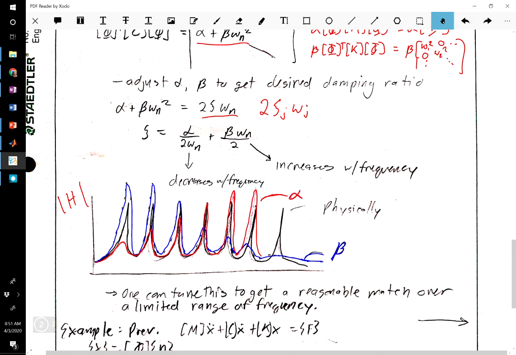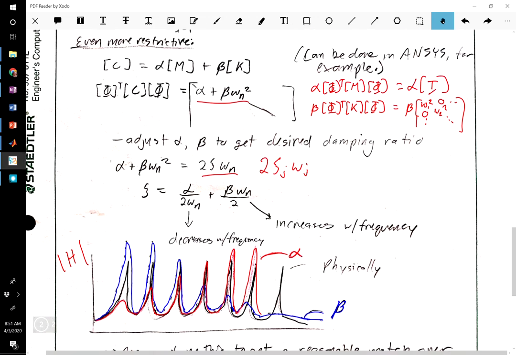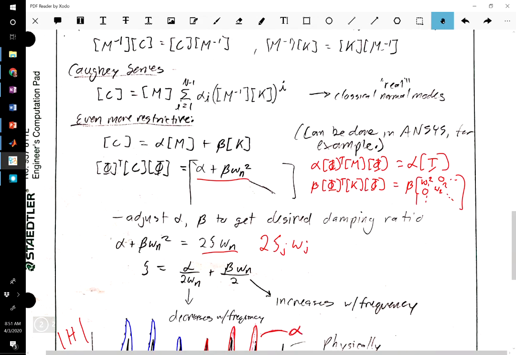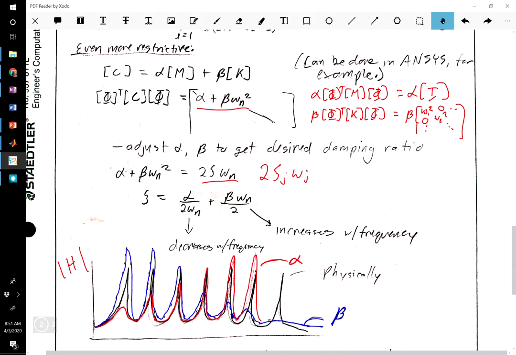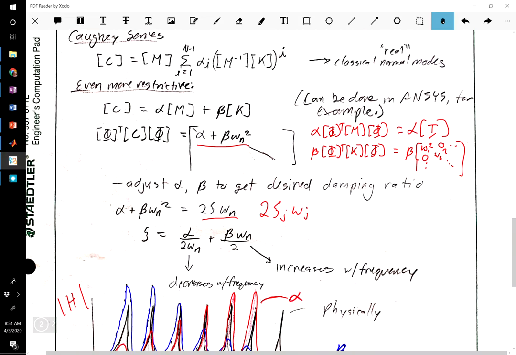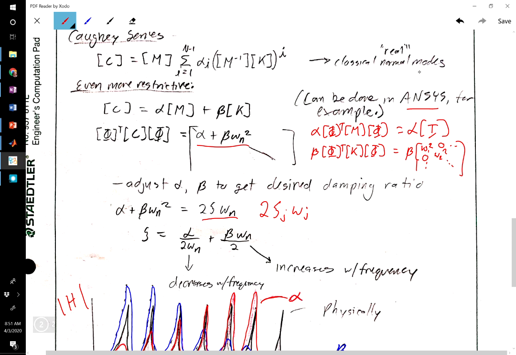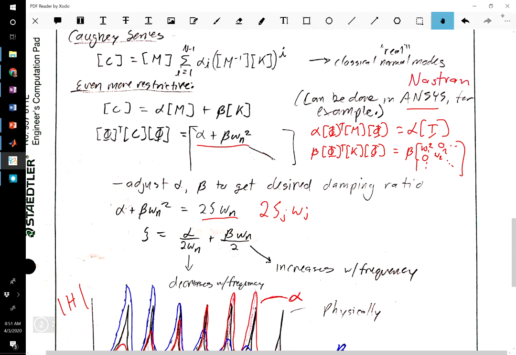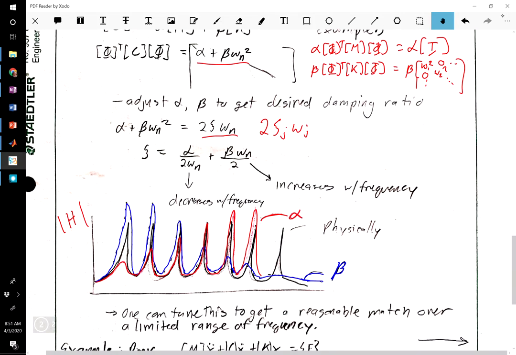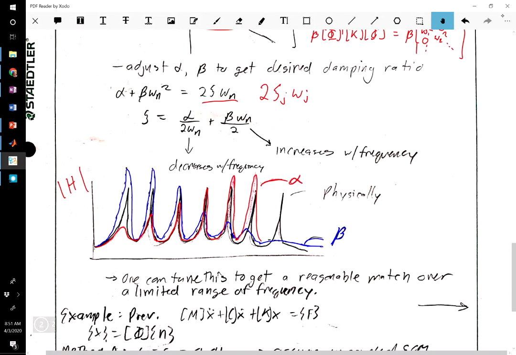So that's the proportional damping, the mass and stiffness proportional damping approach. And this is common. You can use this in ANSYS, in Nastran, in other finite element packages. And so that's a very common approach for assigning the damping to a structure.